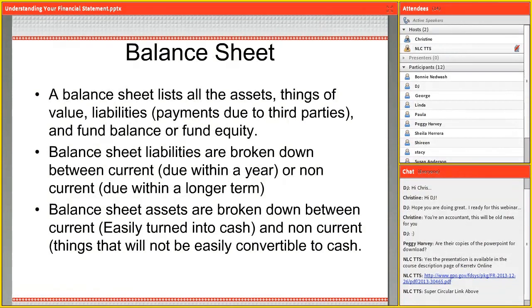Balance sheet. Marie, is there any way we can pull the balance sheet, or did I just really mess you up and you want to ignore me? Because that's fine.